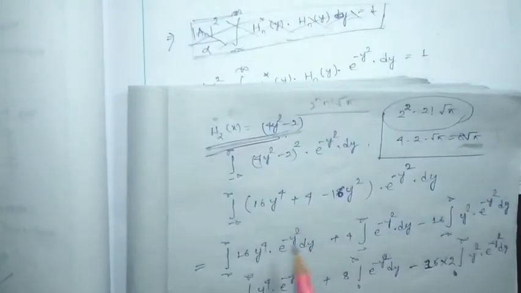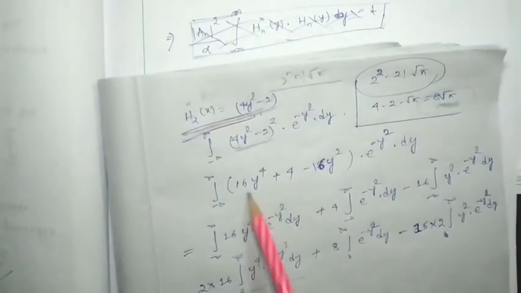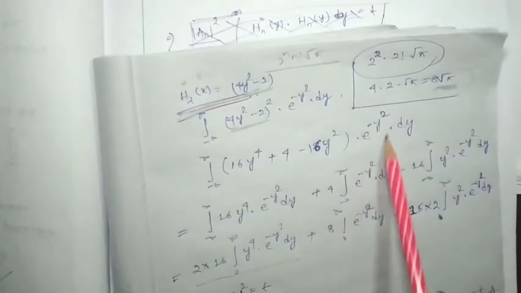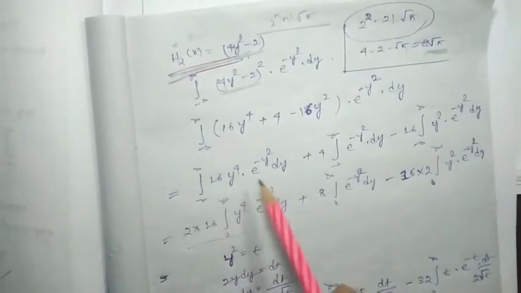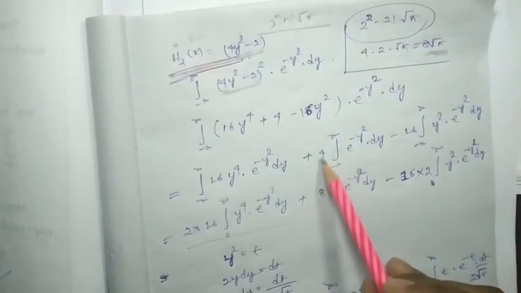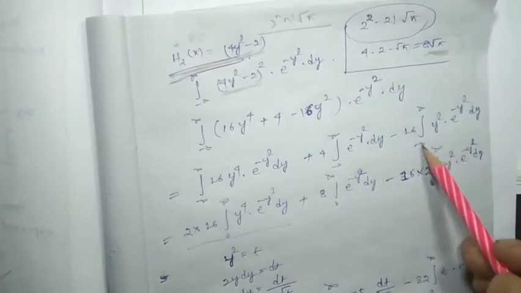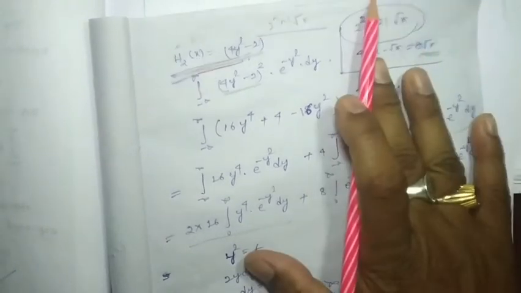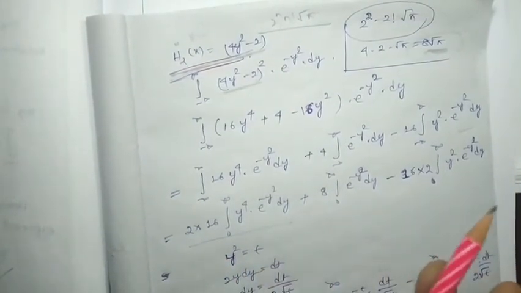So you just consider it as (a plus b) square, which means it will be 16y to the 4 plus 4 minus 16y square into e to the minus y square dy. You can multiply this with each term. You get 16y to the 4 e to the minus y square dy plus 4 integral from minus infinity to infinity e to the minus y square dy minus 16 integral from minus infinity to infinity y square into e to the minus y square dy. Here I am doing this only for your confirmation purposes. These things should not be written in the exam for this question. This is only for your confirmation and practice.